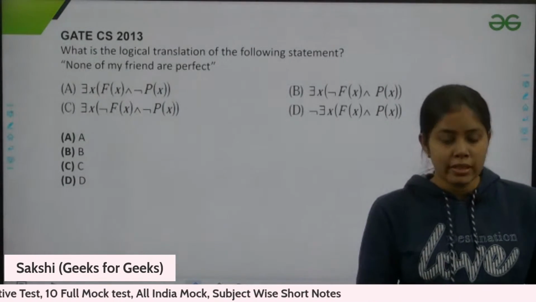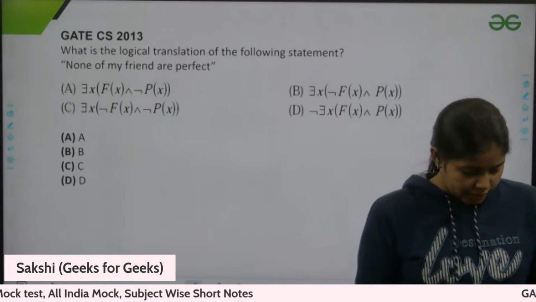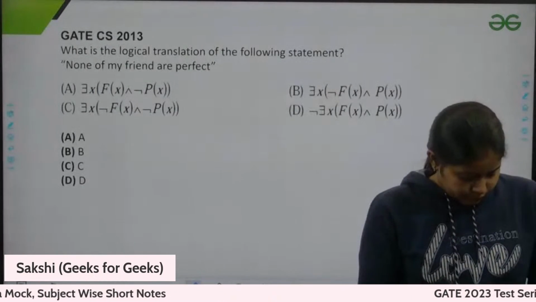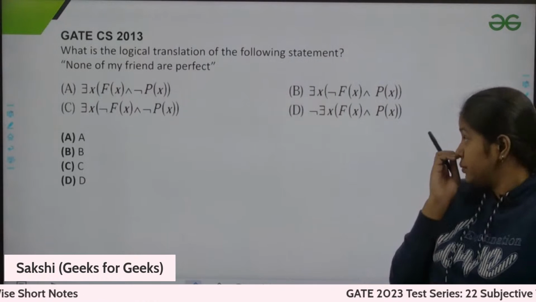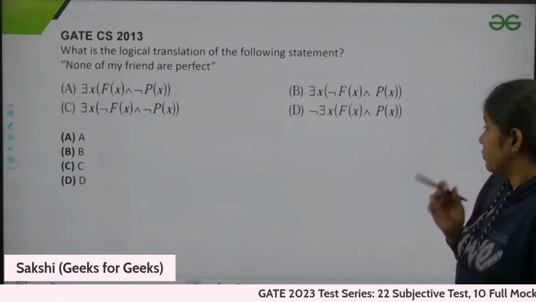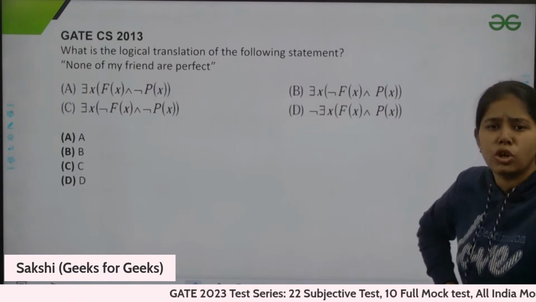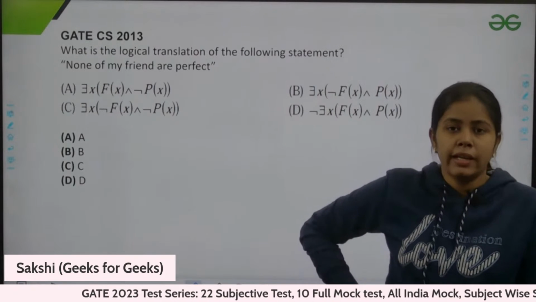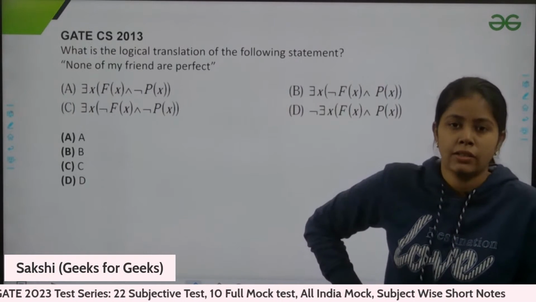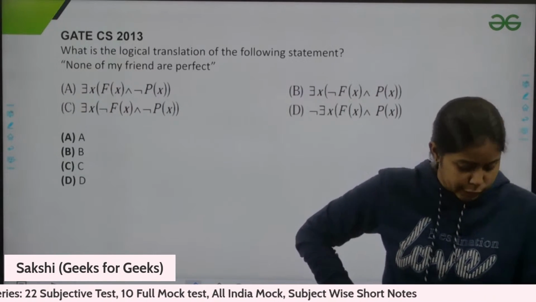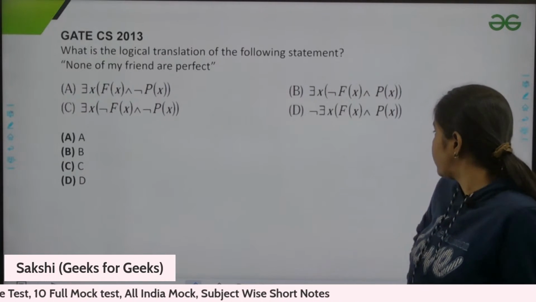Try this question once and let me know the answer in the chat section. Just go through the options one by one, cancel out the options, and take the option which is correct. That would be the correct way to solve this question.